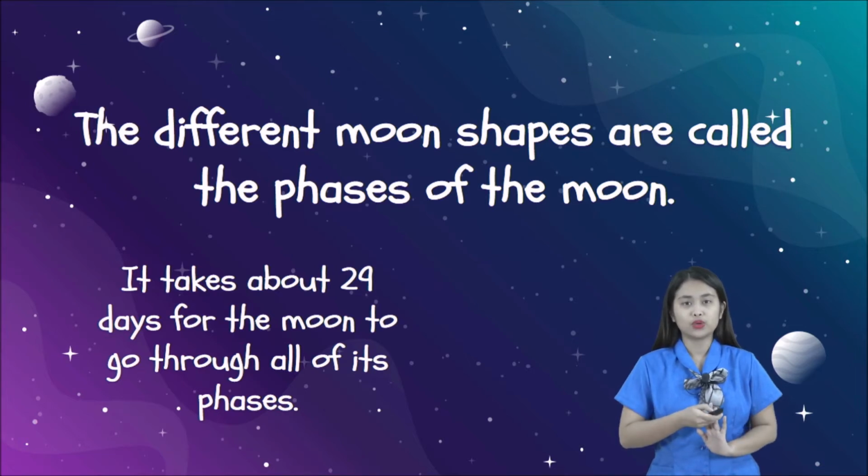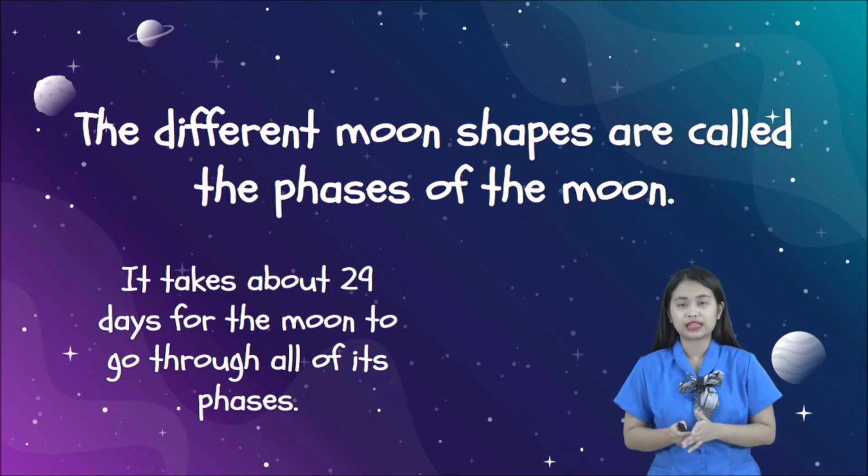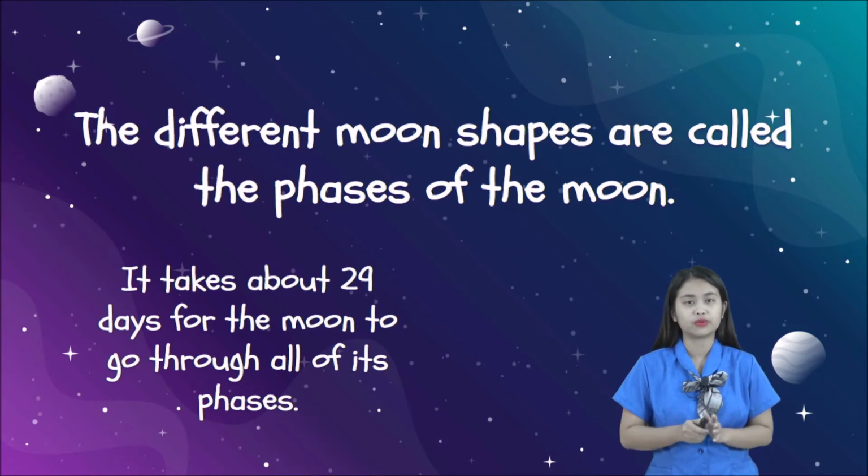And the third quarter moon is also reflected, but on the other side of the moon. And the last one is the full moon, where we can see the light as a circle or a big, huge ball. So the sun reflects its light to the whole moon. So again, it takes about 29 days for the moon to go through all of its phases.